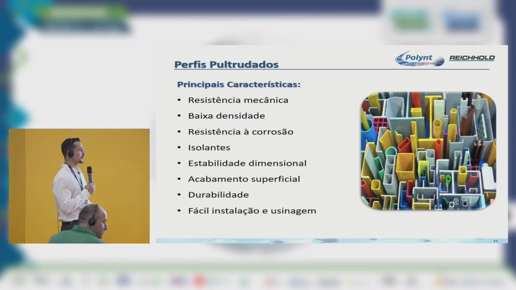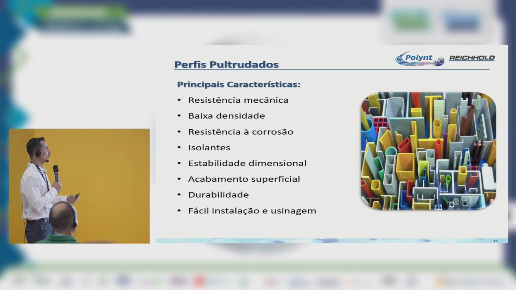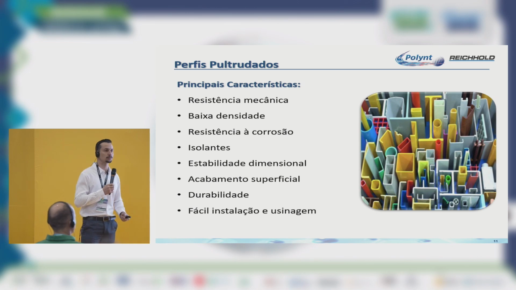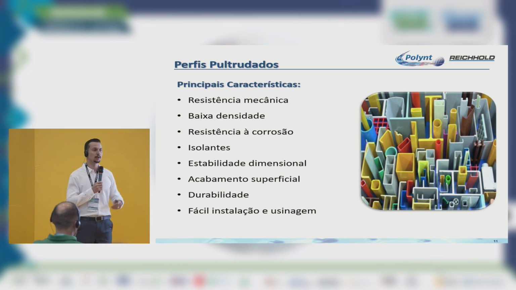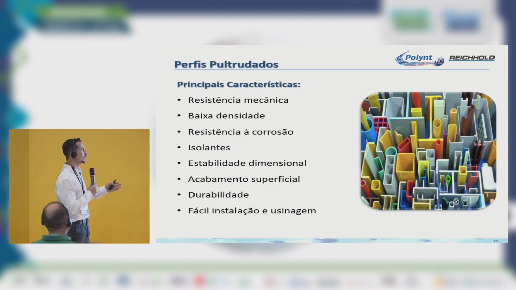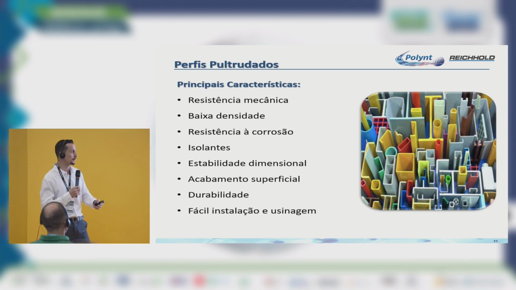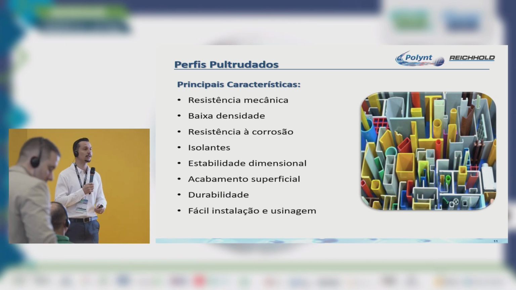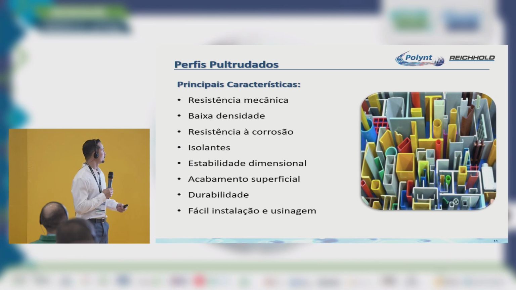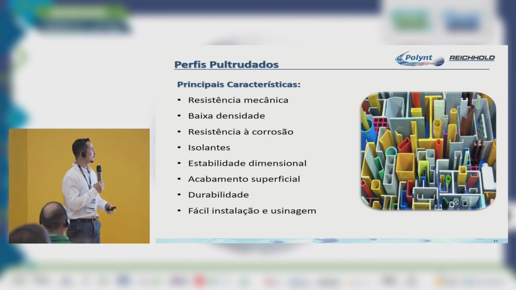And what are the main characteristics of the pultruded profile? Its mechanical strength compared to steel. It can replace concrete, wood. It's very used in industries, plants, structures. It has low density. It's very light, low weight. Manufactured from fiberglass, carbon fiber, or aramid. It's 75% lighter than steel and 30% lighter than aluminum. It has corrosion resistance, so it doesn't oxidize.